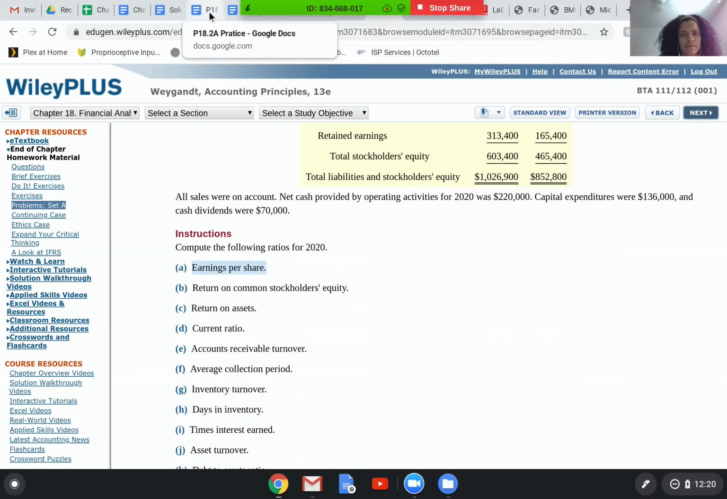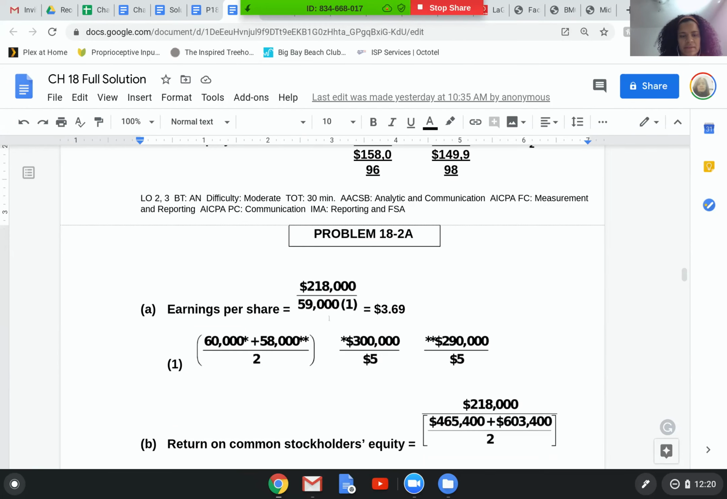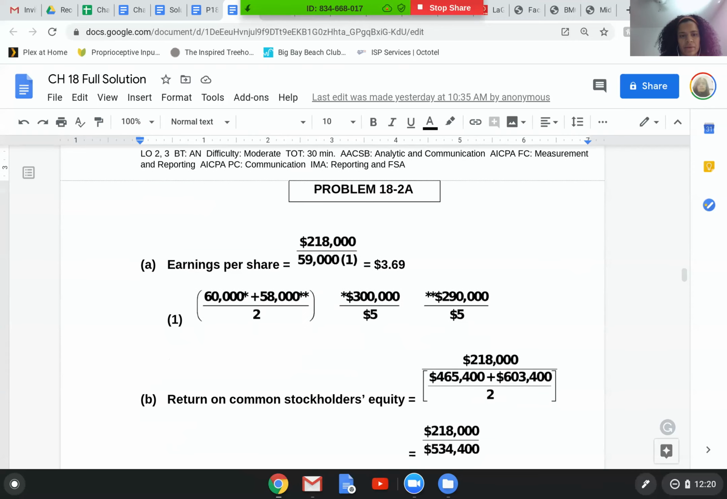Starting with earnings per share. As previously discussed, we had to average out the beginning and ending share amounts, which were previously calculated. I showed you how to calculate that by dividing the dollar amount of common stock by the par value. The net income for the year was 218,000. You divide that by the number of shares, that gives you $3.69 per share as the earnings per share. Please stop me if there are any questions.